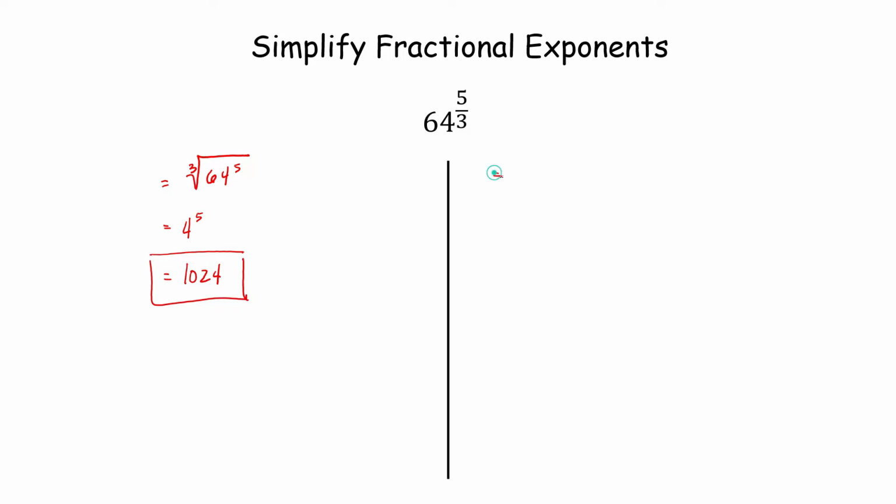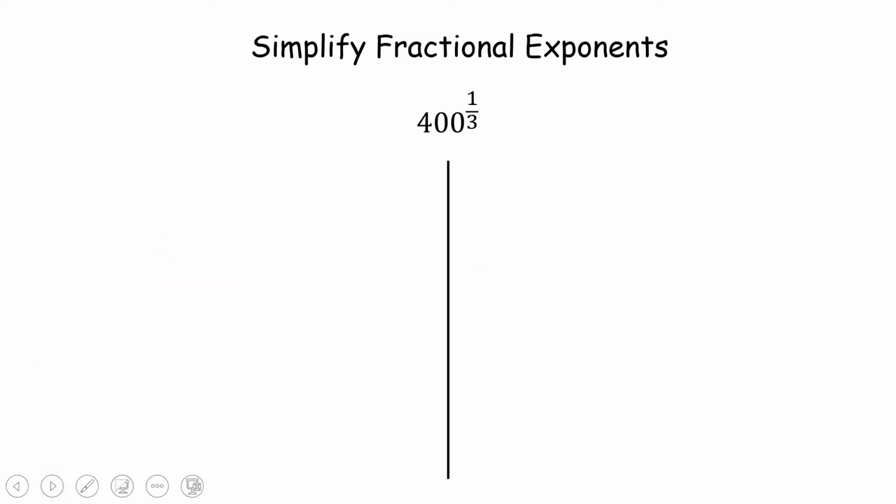Another way of solving this is by expressing that 64 in exponential form. So we can express that as 4 raised to 3, okay? And then just multiply the exponent 5 over 3 by 3. We can easily cross out the 3, and that gives us 4 raised to 5, which is also equivalent to 1024. All right, let's go to the next example.